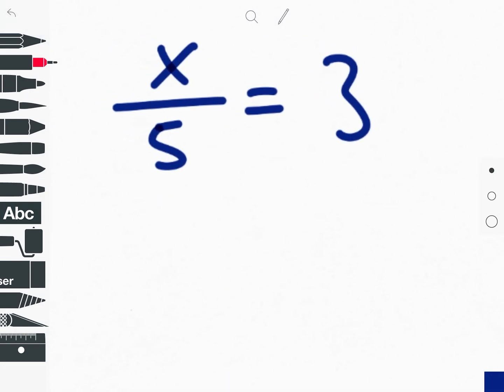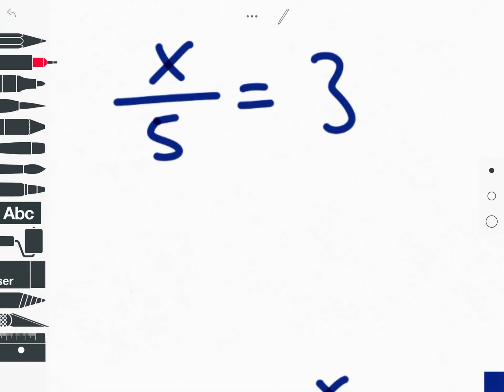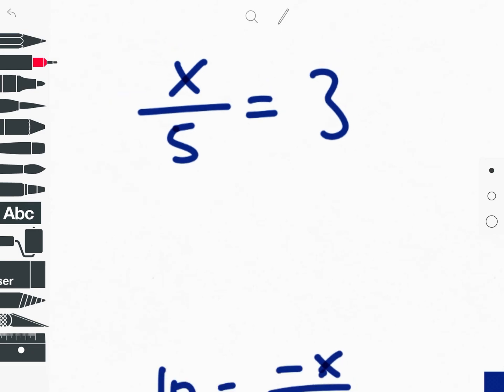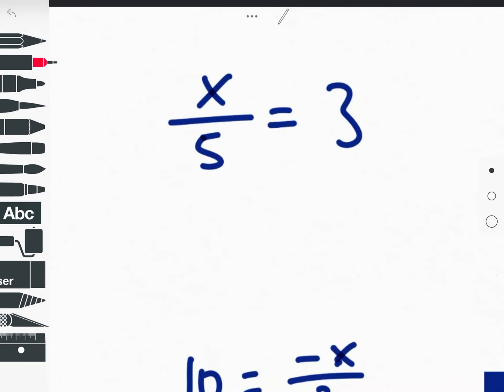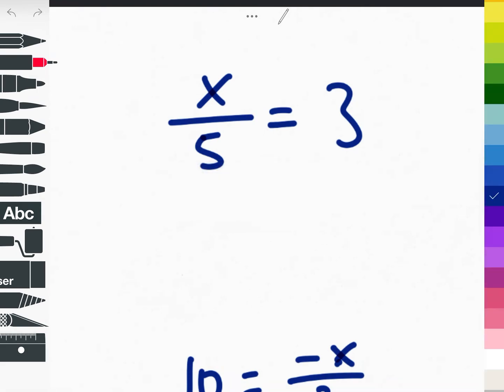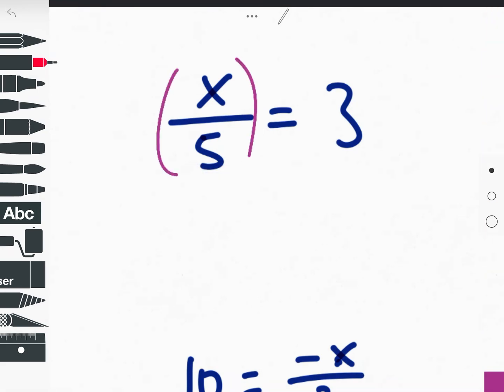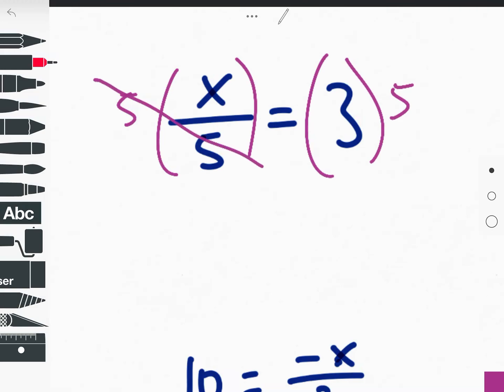So I'm going to go to my variable side again, which is the x. I'm going to see what's happening to it. Well, I am dividing by 5. So to undo that, undo division, I'm going to multiply by 5. To undo dividing by 5, I need to multiply by 5, but I need to do it to both sides. So when I do this, 5 over 5 is 1, so I'm left with x equals 3 times 5 is 15.